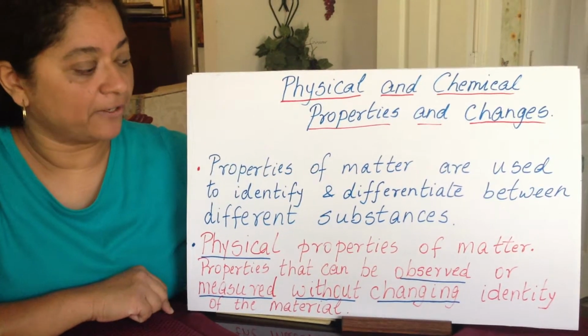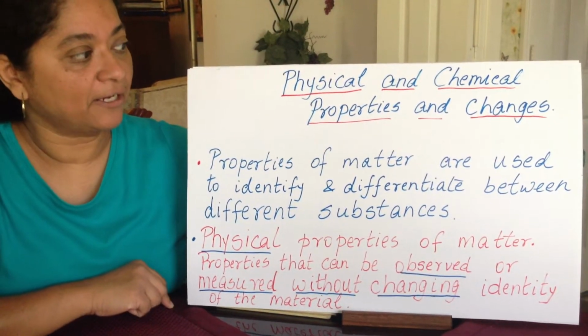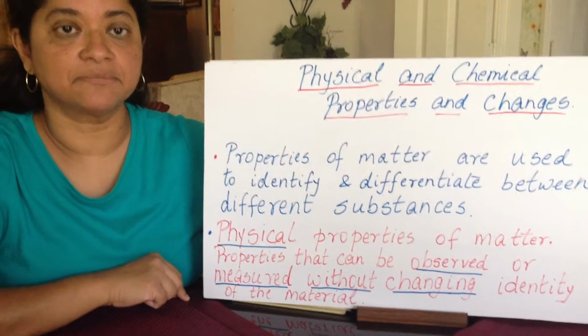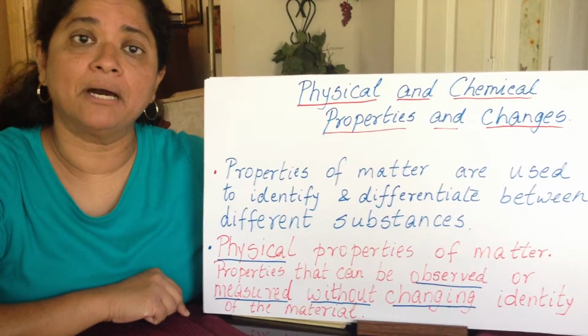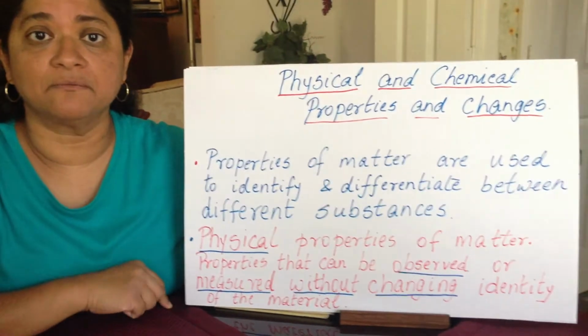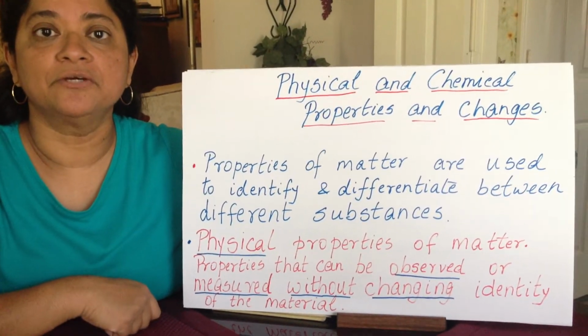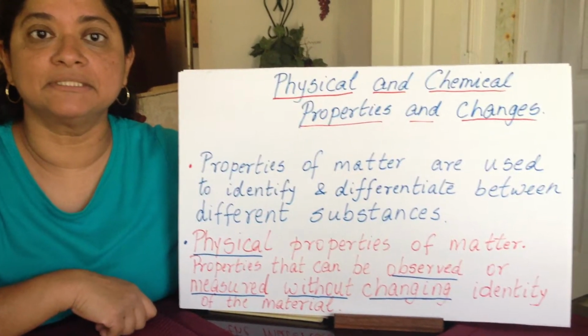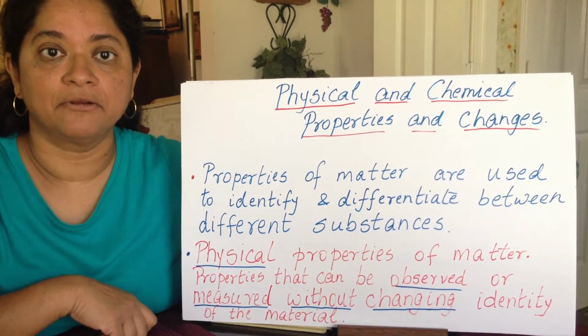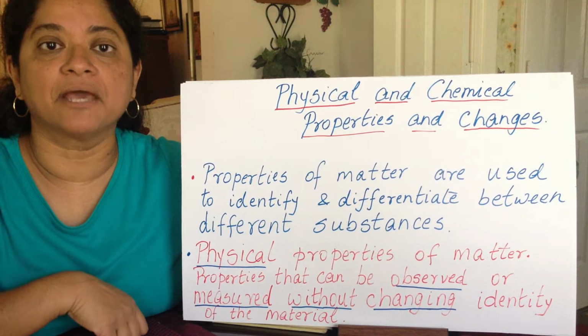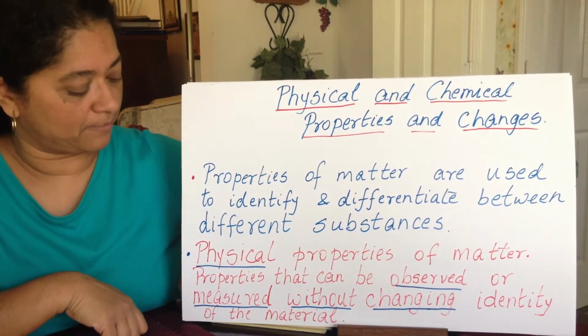Properties of matter are used to identify and differentiate between different substances. And you would say, why do I need to know about properties, chemical and physical? Well, this is the reason. So that you can differentiate between substances that might have a lot of similarities, but a few properties would be different, and that would help you differentiate between them.